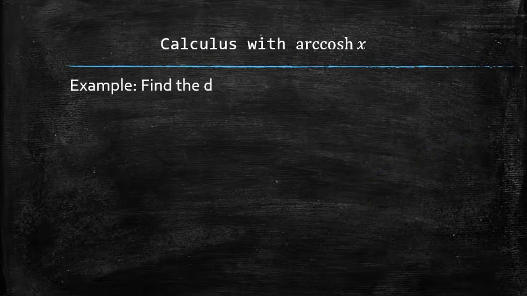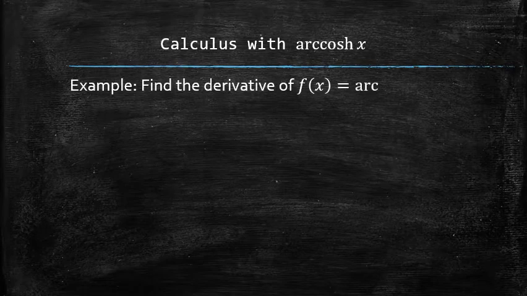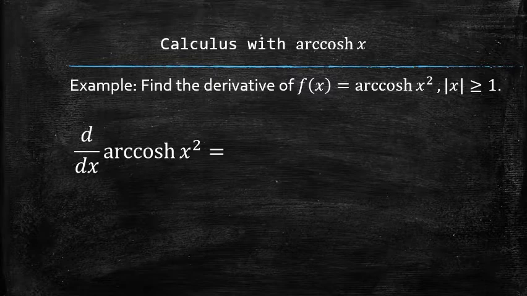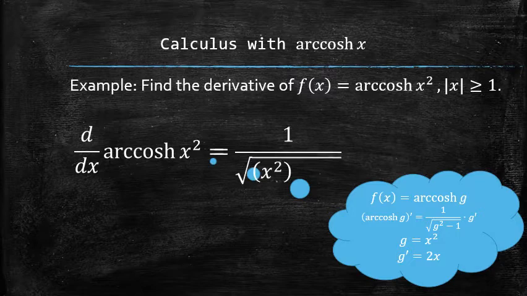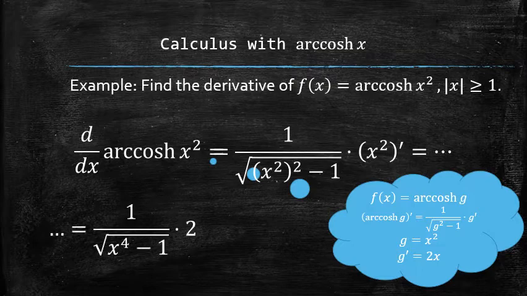Let's, for example, find the derivative of the following function. We start the process by recognizing that we have to find the derivative of a composition of the hyperbolic arc cosine function applied to the square function, which is equal to the following expression, in which we know how to find all the components. We get the final answer after plugging everything in and simplifying.